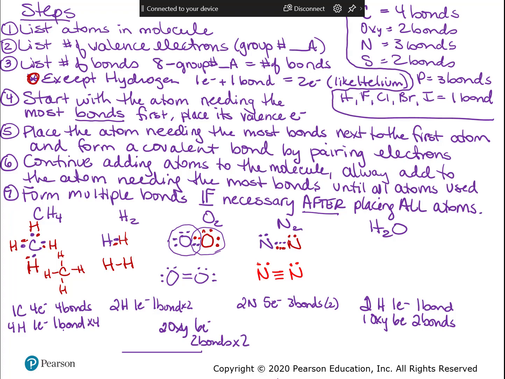So then, last one. So water. Water's another one that's really common. Water, H2O, I made the list down here. 2 hydrogens, 1 electron, 1 bond. And then I have 1 oxygen, 6 electrons, 2 bonds. So that's the first step that you do in going through. Which do you start with?